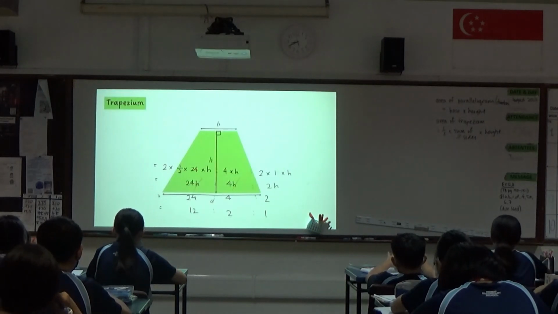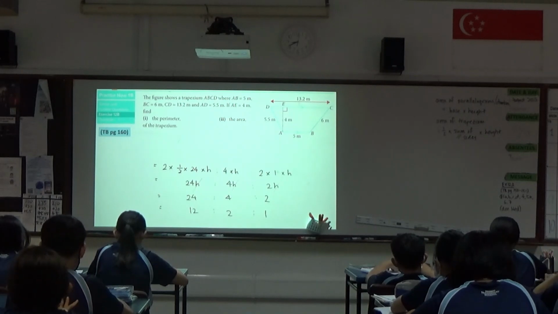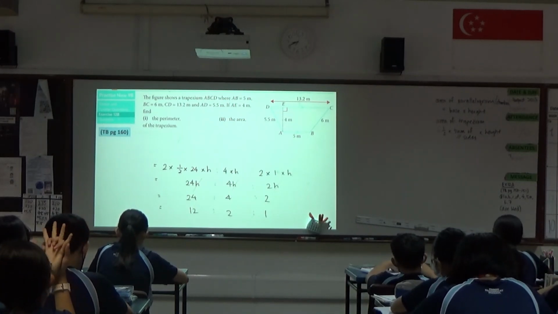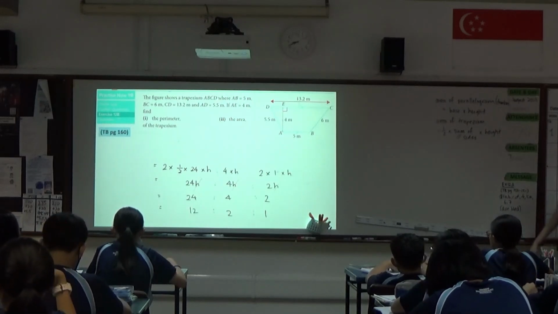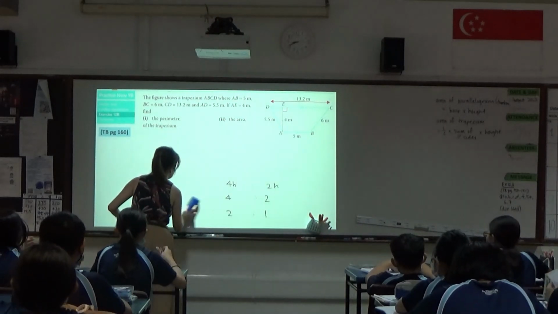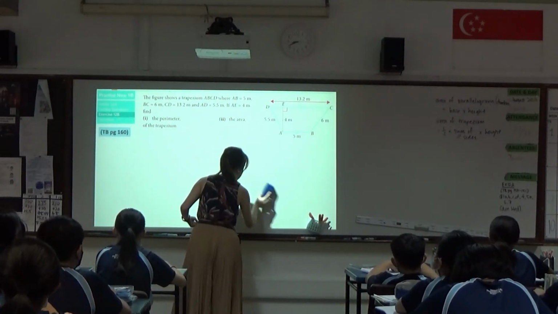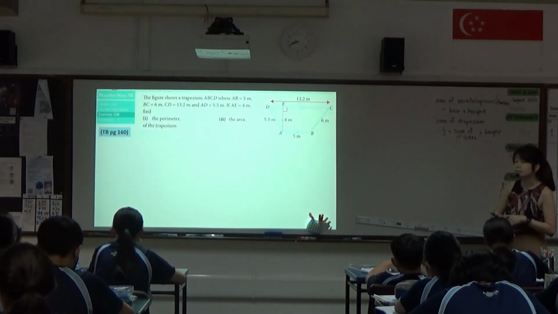So let's show this already. Let's take a look at this one. For trapezium, we only have 2 questions actually. In this case, we want to find the parameter.